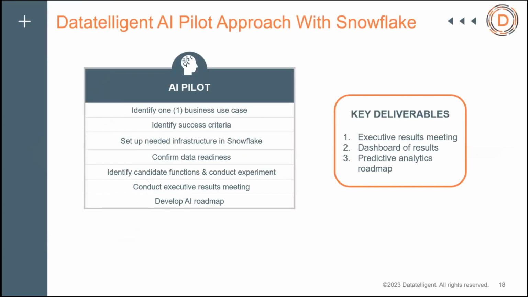But for those who have a very specific need right now in their organization, Snowflake and Datatelligent are looking for organizations that want to do a pilot or a project. Whether it is around one of the predictions you are looking to do, or around generative AI, the idea is that we would take one of these use cases, identify the success criteria, whether it is in retention or enrollment, set up the needed infrastructure within Snowflake to do that, confirm the readiness of the data, because that's the big thing organizations are looking for, and identify the functions we need to use within that.